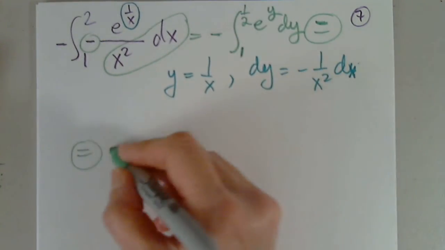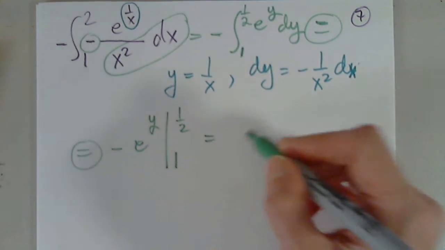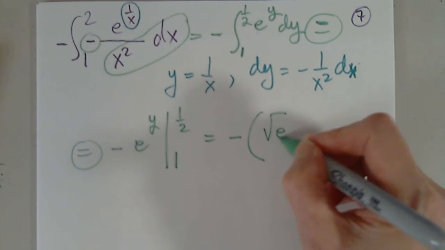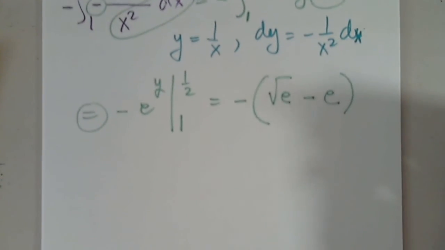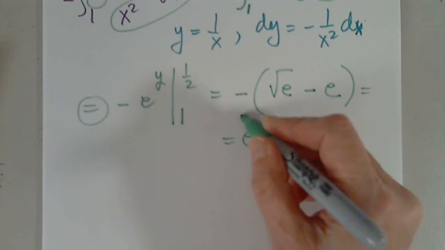Okay, then. Negative e to y from 1 to 1/2. Minus outside. When I plug in 1/2, I have the square root of e. Minus, when I plug in 1, I have e. You can distribute if you want, so it's e minus the square root of e.